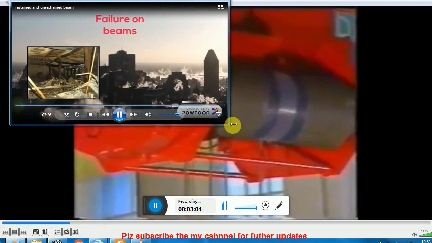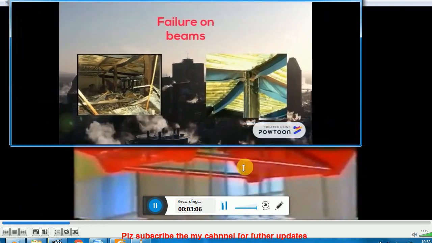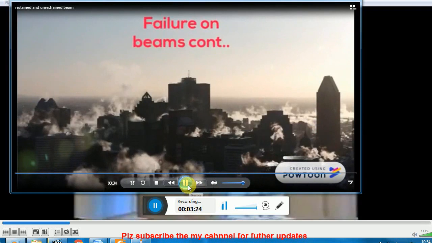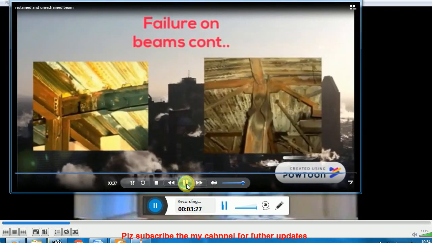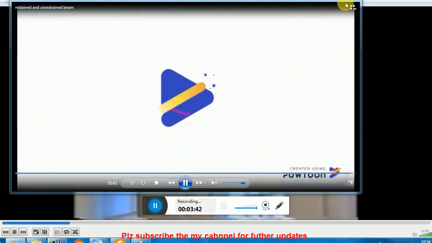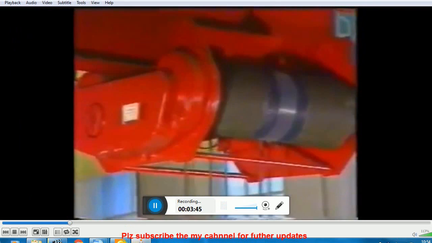I also discussed this video in my lecture number 3. Here you see the beam's flanges are buckled. You see the web is buckled, so this is what we call local buckling. Clear? Similarly here, you see how the column flanges are buckled. This is called local buckling of the flanges. You see the flanges are buckled, so this is a kind of local failure. A web is buckled or yielded, or the flanges are buckled.